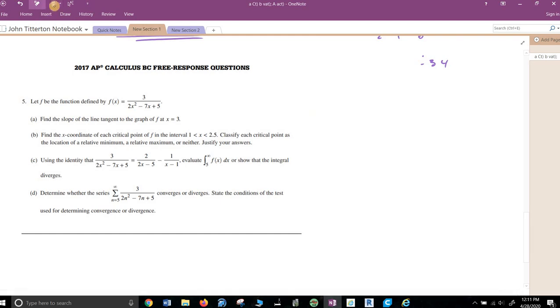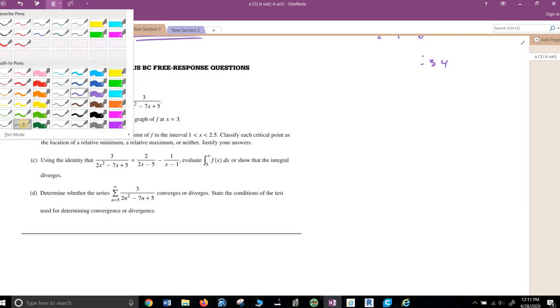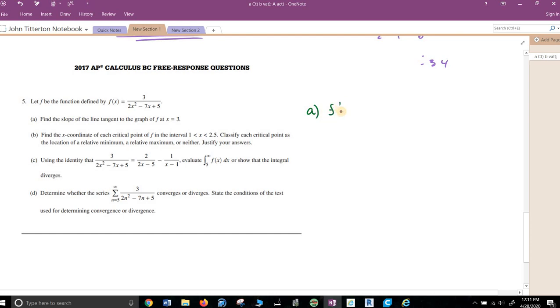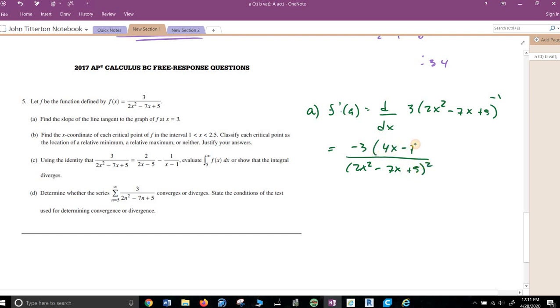So part A says, get me f prime of 3. I'm going to do this weird little thing where I go d/dx because I have to write it like this or else I will not do it right. Put figure on my brain, make it first, equals negative 3, 2x squared minus 7x plus 5 squared, 4x minus 7. f prime of 3, plug it in, and you will get negative 15 over 4.